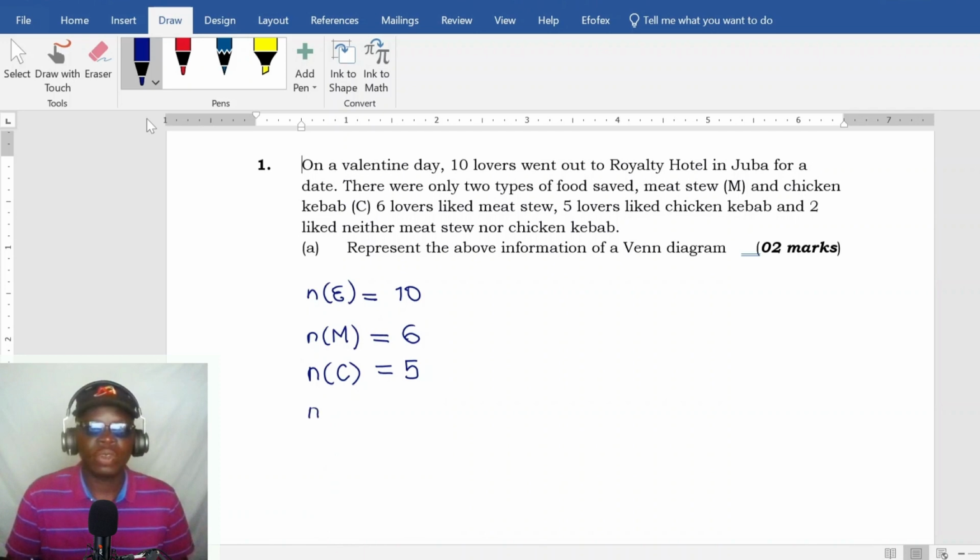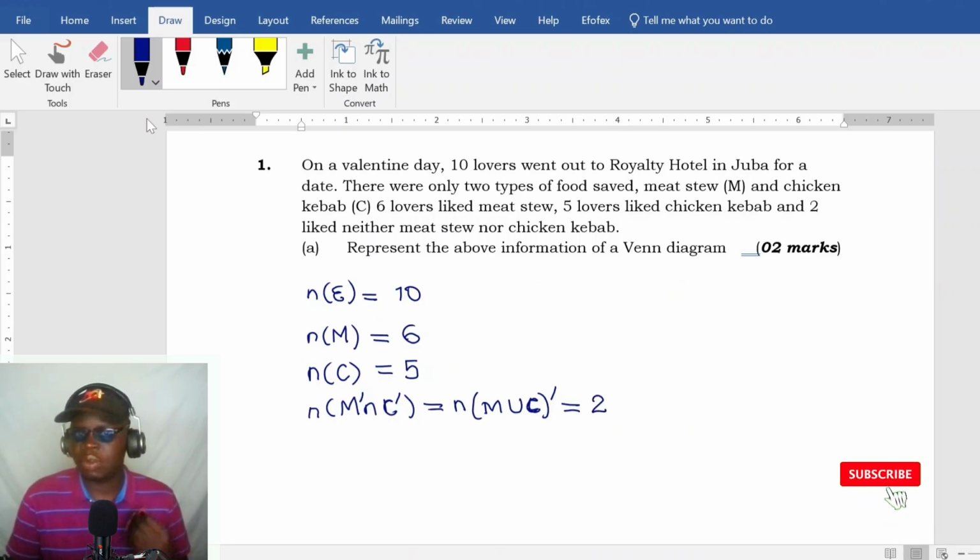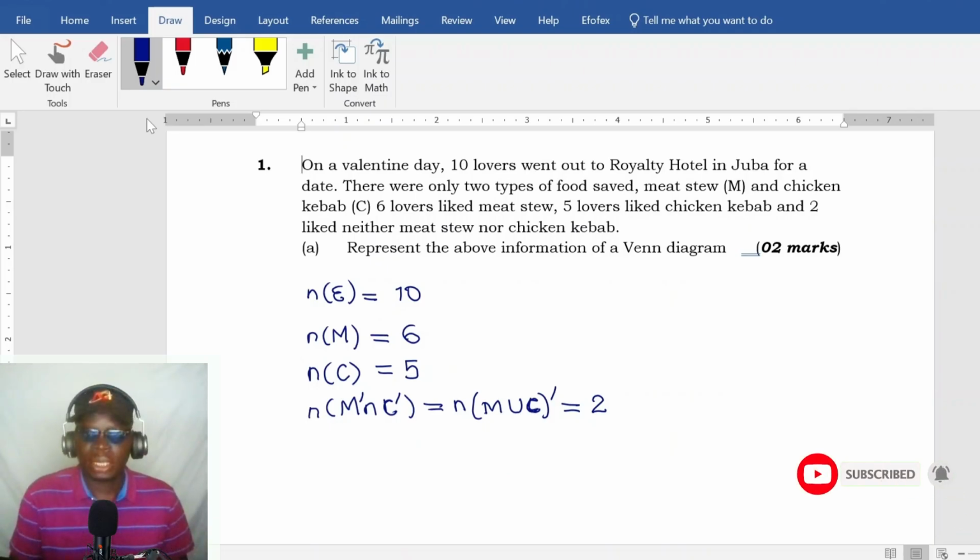There are 2 ways in which we can represent this. We can say N intersection C, and when we use this intersection, we give the complement here. We can also have it as N union C, and we place the complement outside, which means the same thing. So there were 2 lovers who did not want to eat, maybe they wanted to take some ice cream, we don't know. When we look at the question here, we are finished collecting the data.